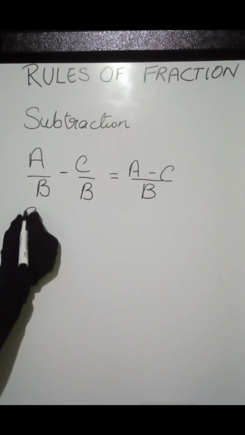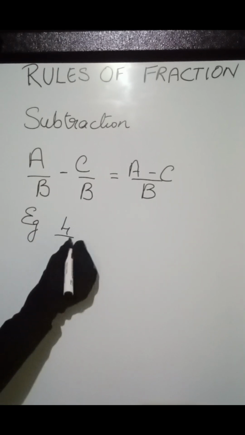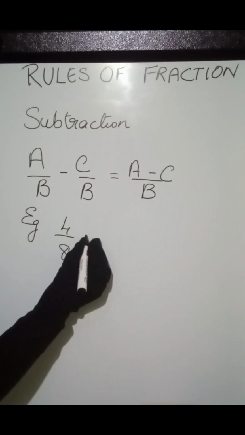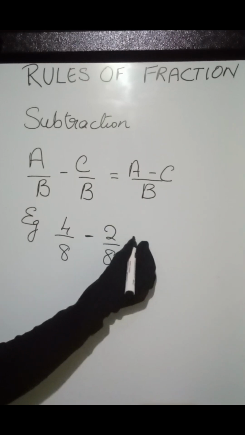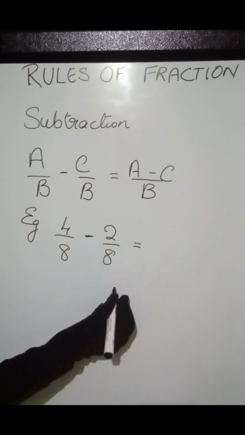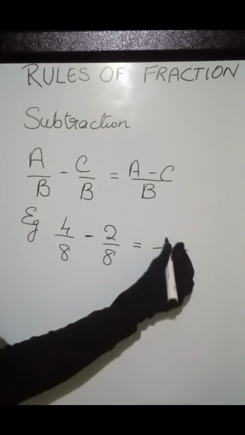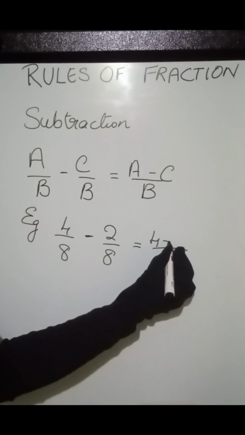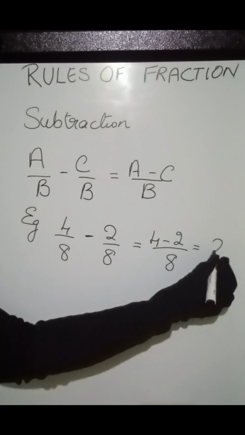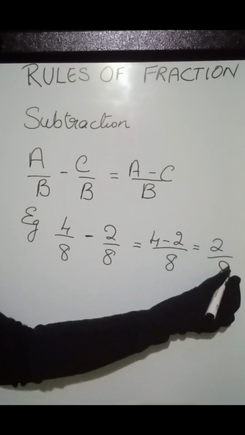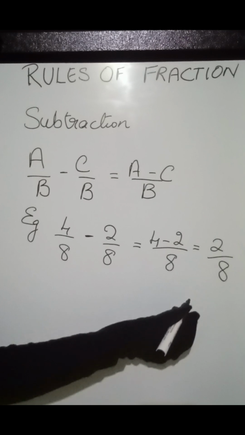Alright, for example, if you have 4 by 8 minus 2 by 8, then this will be equal to the common denominator 8, numerator 4 minus 2, which is nothing but 2 by 8. You can further simplify it, but I leave it here.